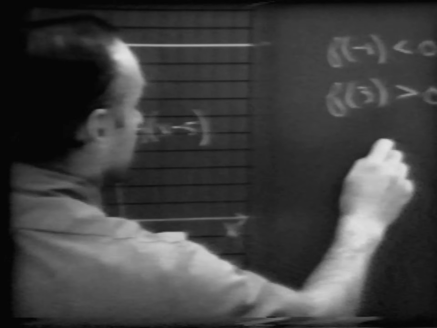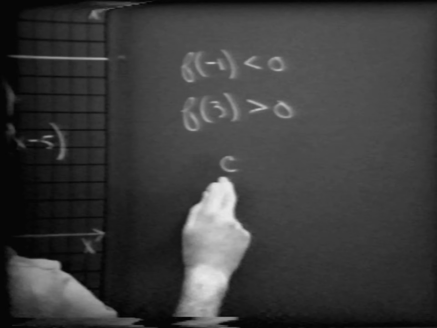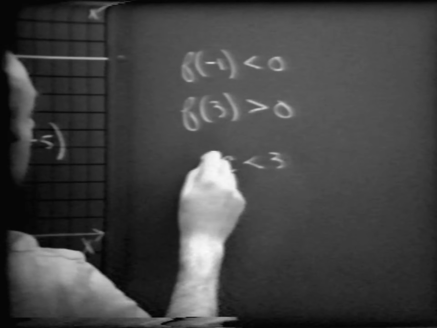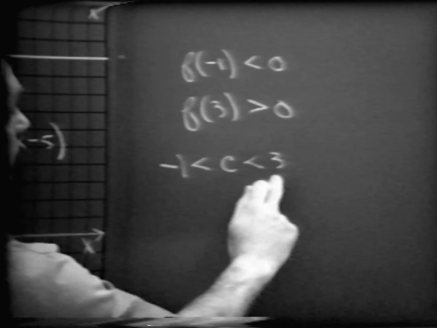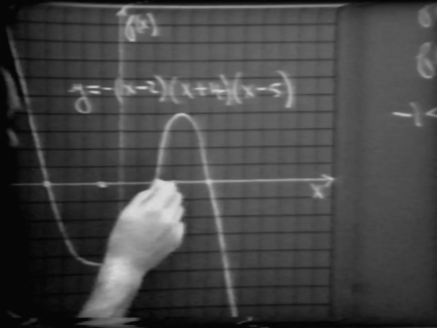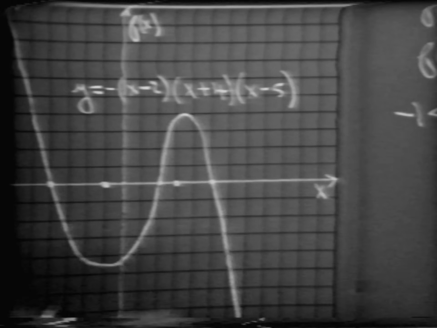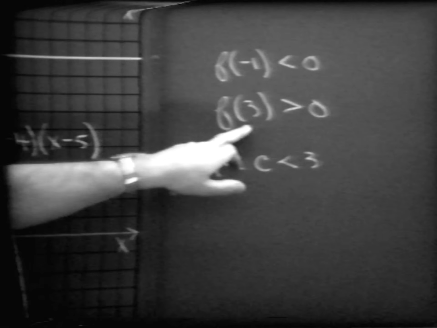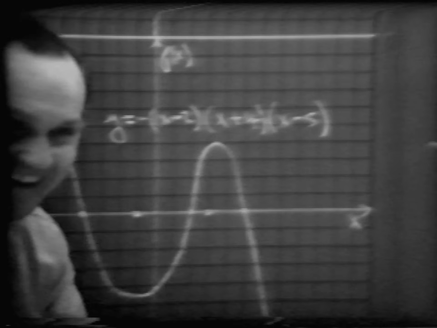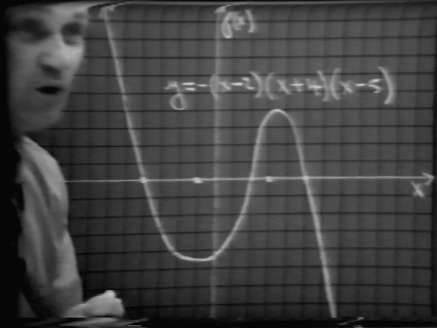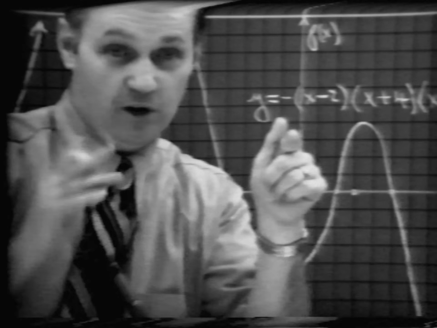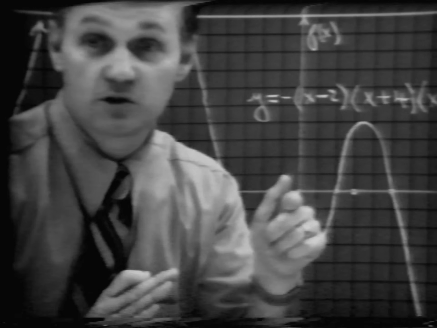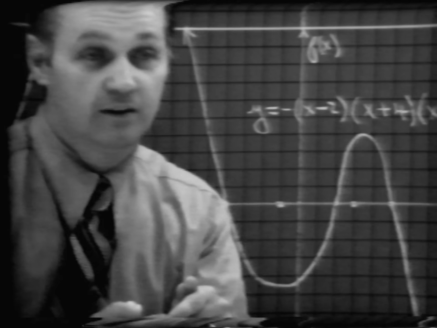Well, let's look for some number. Let me decide to call it c, where c must be between where and where? Between negative 1 and 3. Is that right? There must be some number between negative 1 and 3 such that f of that number must be 0. Is that right? In other words, here our graph is below the x-axis, and here our graph is above the x-axis, and if we have a nice smooth curve there, which is what we were assuming that we have, what must happen? Somewhere between those 2 points, the graph has got to do what? It must cross the x-axis.